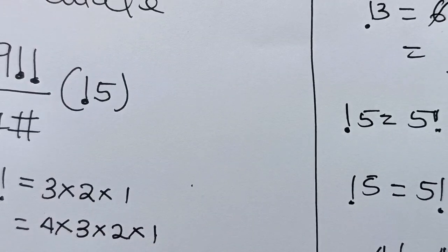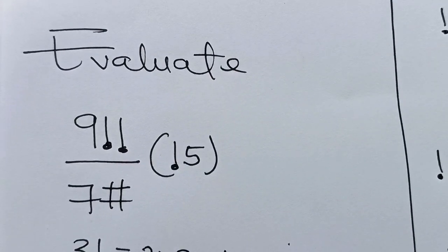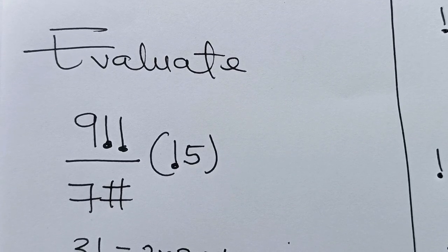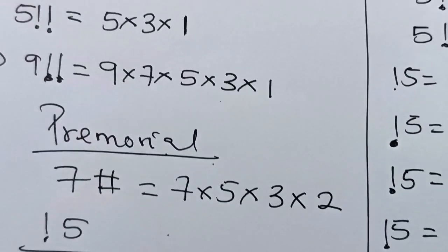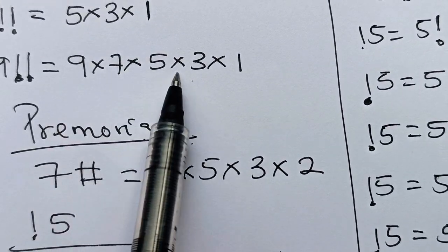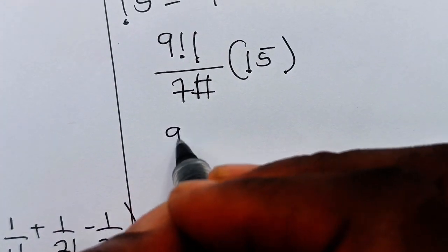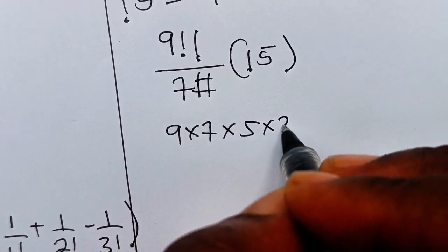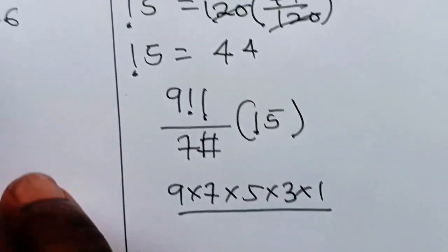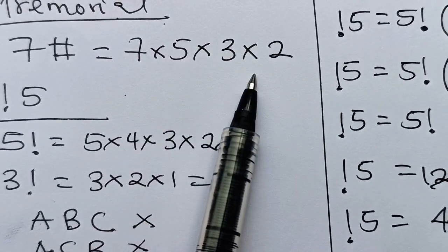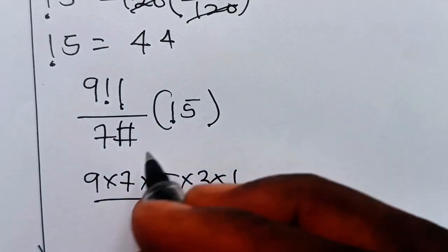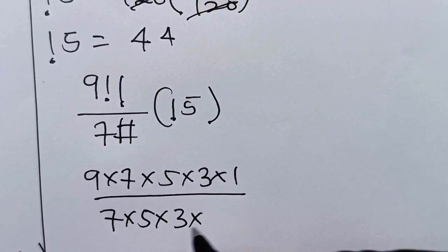Now let's go back to the question. The question says that we should evaluate 9 double factorial divided by 7 primorial multiplied by 5 subfactorial. So we write 9 double factorial divided by 7 primorial multiplied by 5 subfactorial. Now 9 double factorial is what? 9 times 7 times 5 times 3 times 1. So we have 9 times 7 times 5 times 3 times 1 divided by 7 primorial, which is 7 times 5 times 3 times 2. Okay, so we have 7 times 5 times 3 times 2.